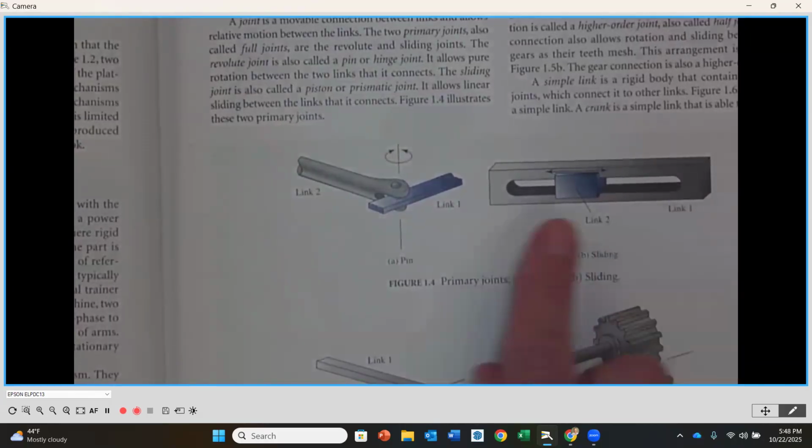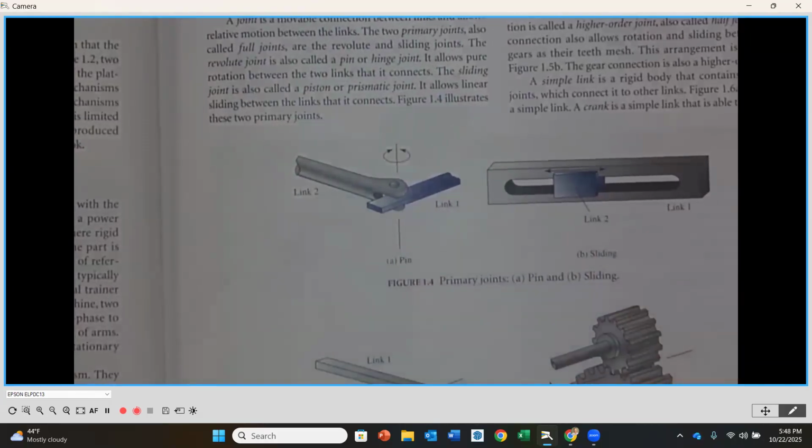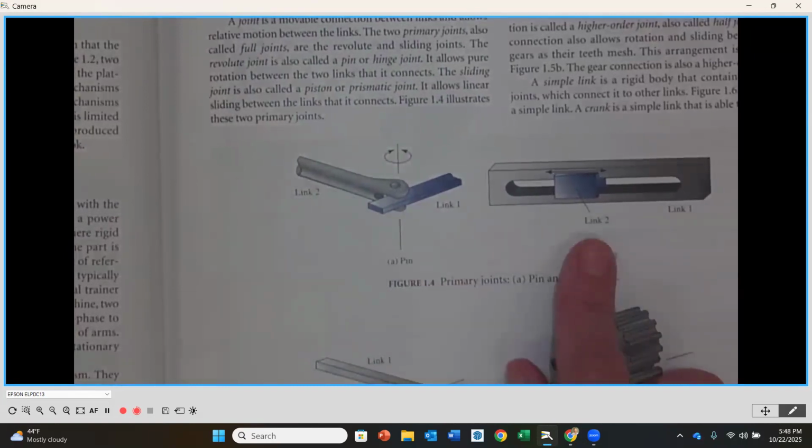So a pin is going to be rotational motion, one link relative to another, and a slider is going to be linear motion, one link relative to the other.